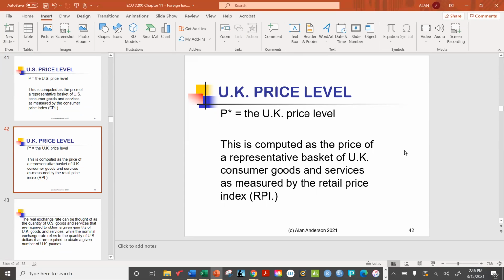So this way we can define formally what the baskets of goods are in each country, which, by the way, are not likely to be identical to each other. The things that Americans buy might be different than what the British buy. Or even if not, then certainly the weights are likely to be different. But that doesn't matter, as long as we know how much each basket is worth and what's in each basket, we can formally define the real exchange rate.